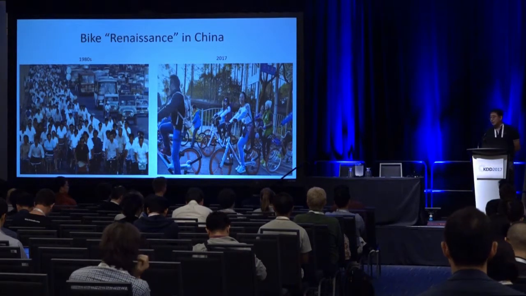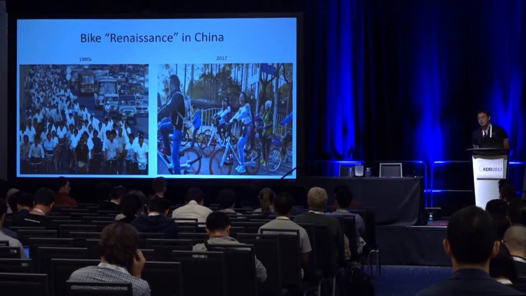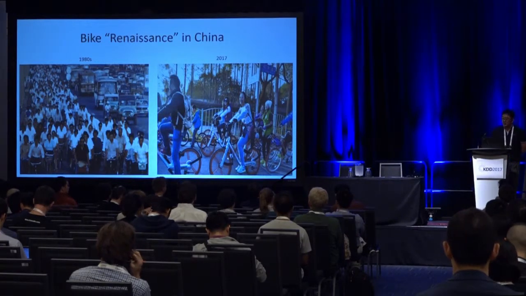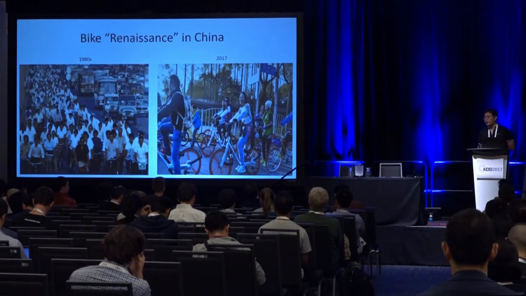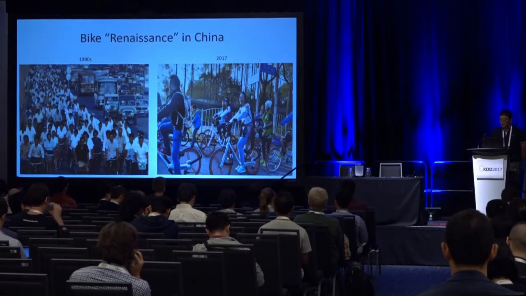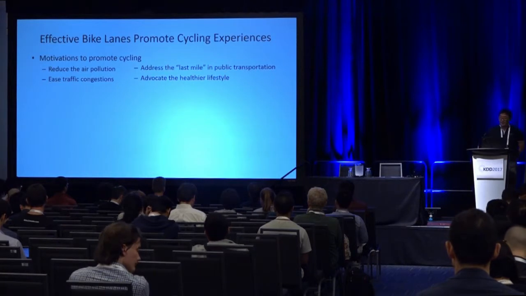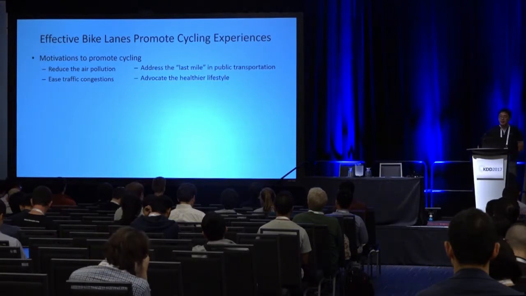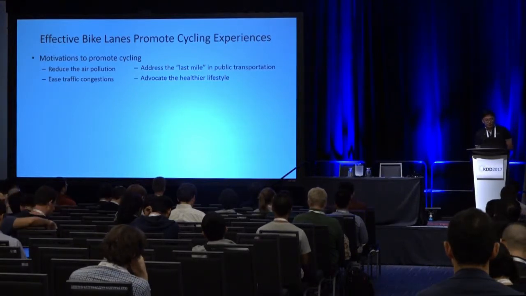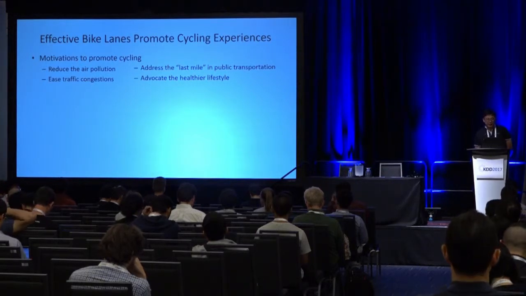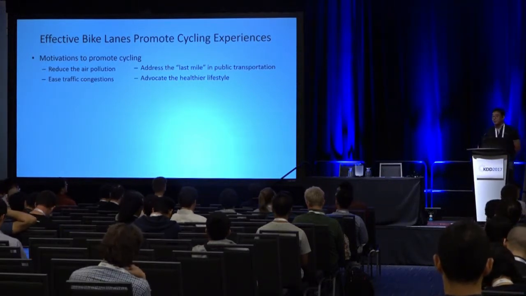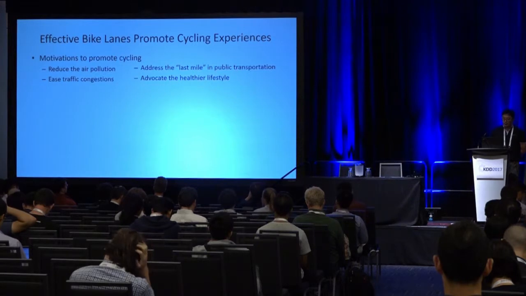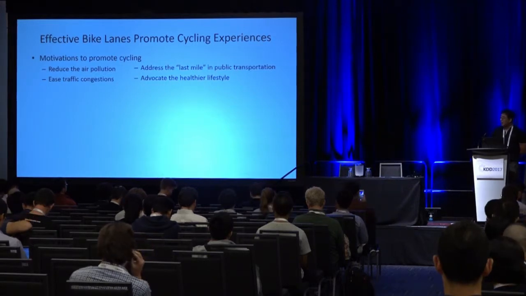By using their system, you can very easily borrow and return a bike, just using your cell phone. As a result, we're seeing a lot of increase in bike usage in our major cities. The government really wants to promote this because it can potentially reduce air pollution, ease traffic congestion, and address the last mile problem in public transportation systems. And also, riding to work is a much healthier lifestyle.